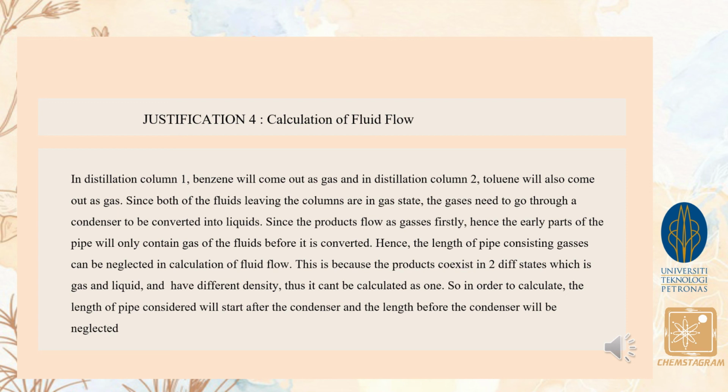This is because the product coexists in two different states, which is gas and liquid, and it has different density, thus it can't be calculated as one. So in order to calculate, the length of pipe considered will start after the condenser, and the length before the condenser will be neglected.